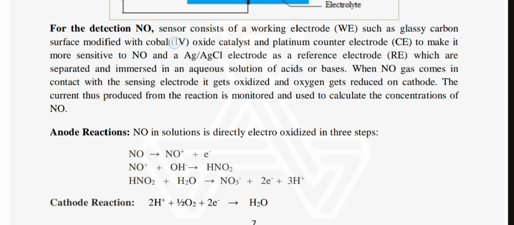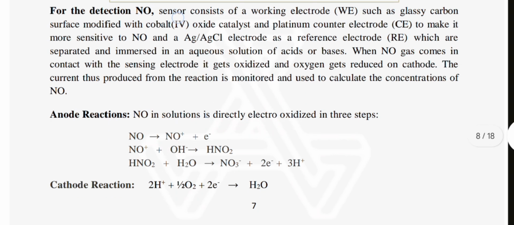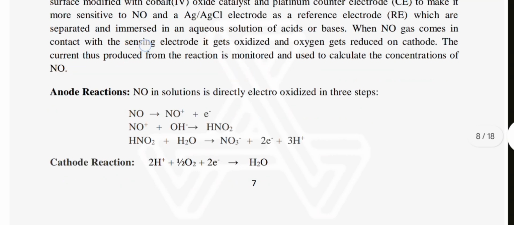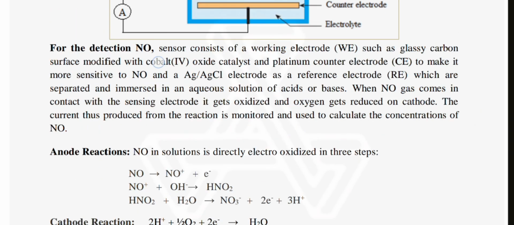Anode reactions. NO in solution is directly electro-oxidized in 3 steps. NO gives NO+ plus e-. NO+ plus OH- gives HNO2. HNO2 plus H2O gives NO3- plus 2e- plus 3H+.